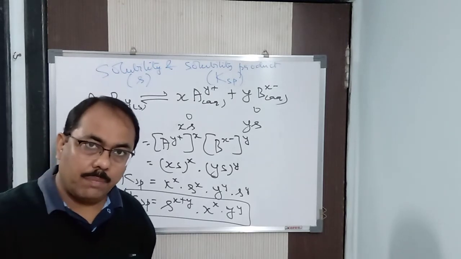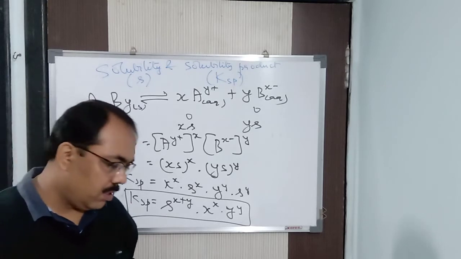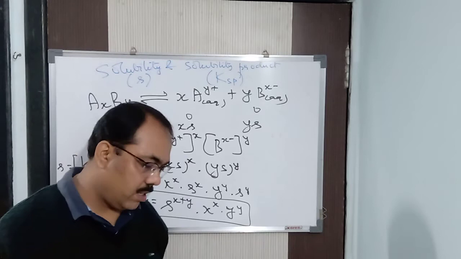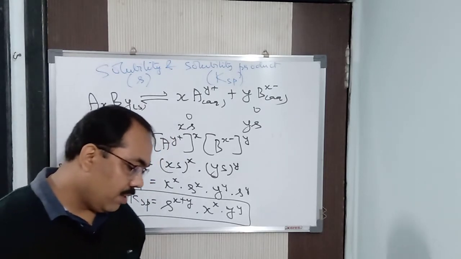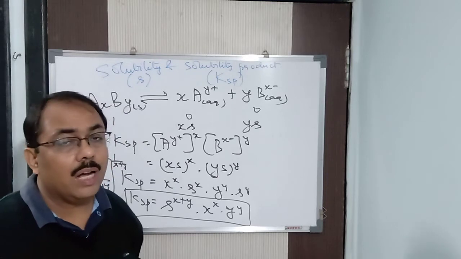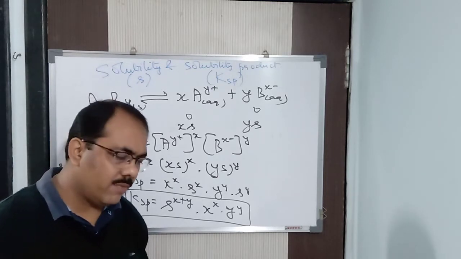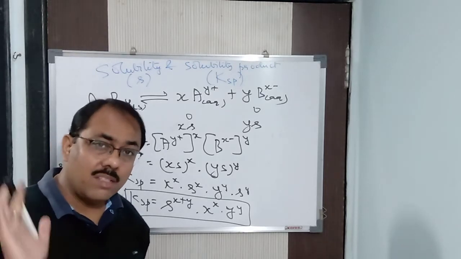Capital I, capital P: ionic product. And solubility product is KSP, of course. So the term ionic product has a broad meaning. Understand it, since it is applicable to all types of solutions, saturated or unsaturated. But KSP is only for a solution when it is saturated.